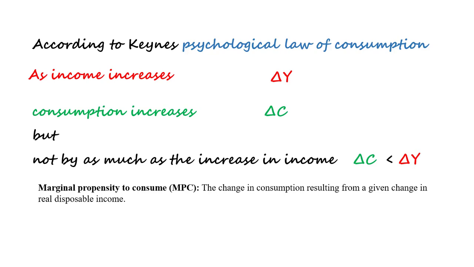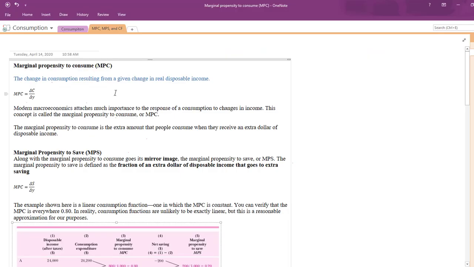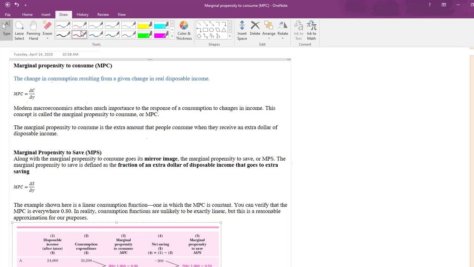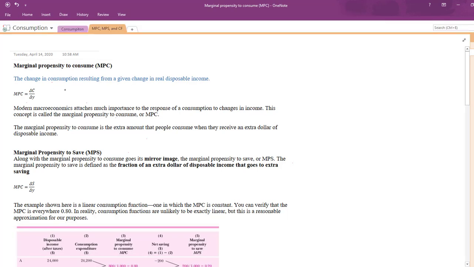A change in consumption resulting from a given change in real disposable income is the marginal propensity to consume, which is represented by change in consumption divided by change in income. Sometimes we can also define marginal propensity to consume as the change in consumption resulting from a unit change in income.